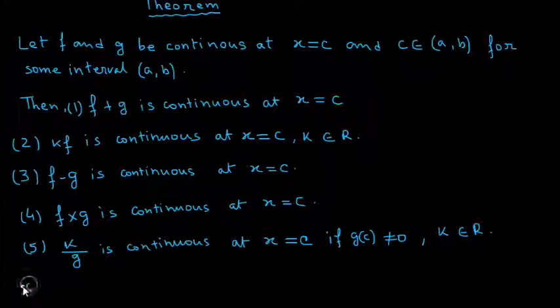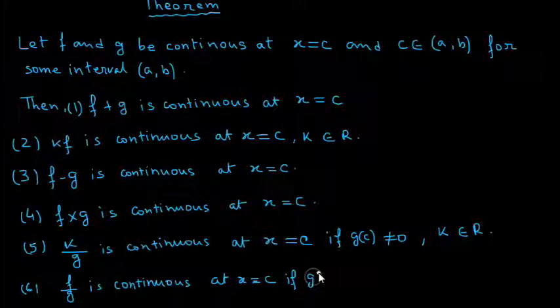So sixth, f upon g is continuous at x is equal to c if gc is not equal to 0. So these are the 6 theorems which you should remember. Let us do few examples related to this.